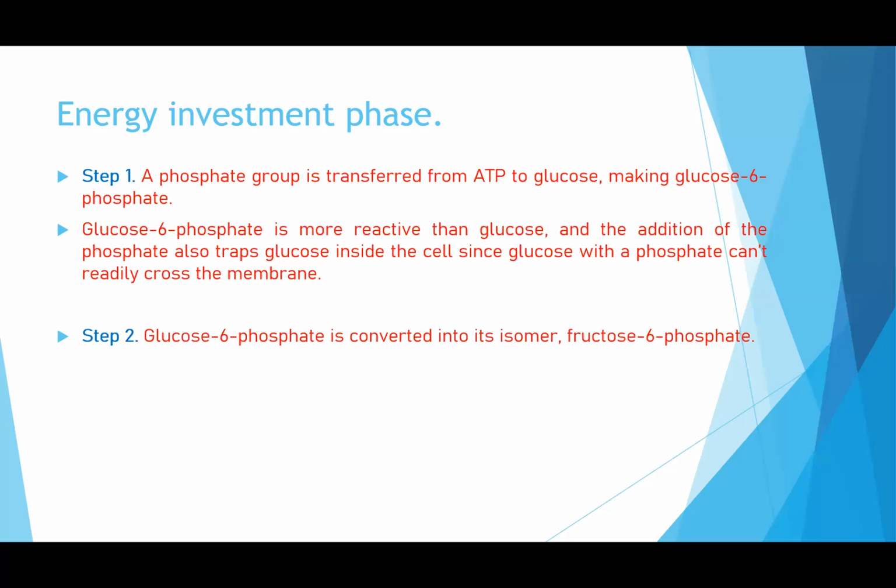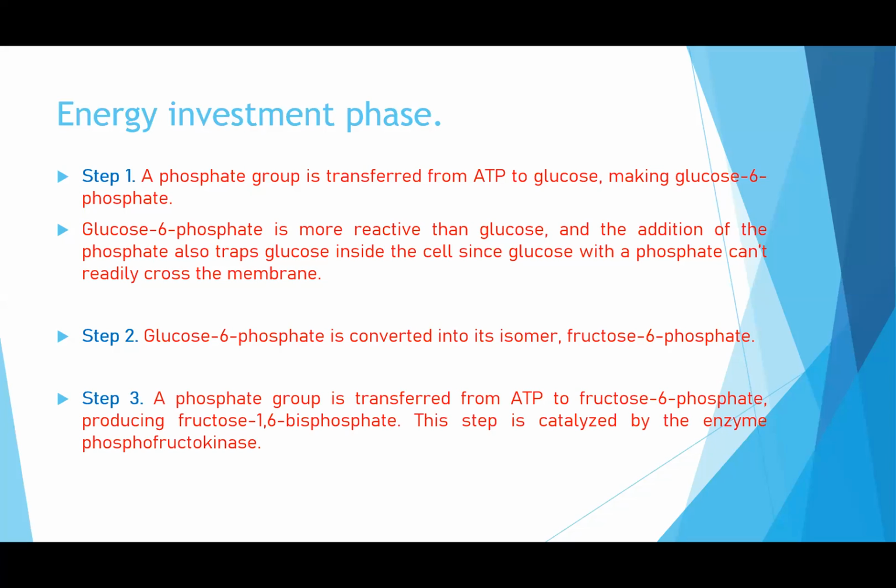Now, step two. So this was step one, and this is the importance of step one. Now, step two. Glucose 6-phosphate is converted into its isomer, as I told you initially, fructose 6-phosphate. So there's no difference in the formula of glucose 6-phosphate and fructose 6-phosphate. The only difference is in the bond angles. So bond angles make the fructose molecule more reactive as compared to glucose 6-phosphate. So this is step two of glycolysis.